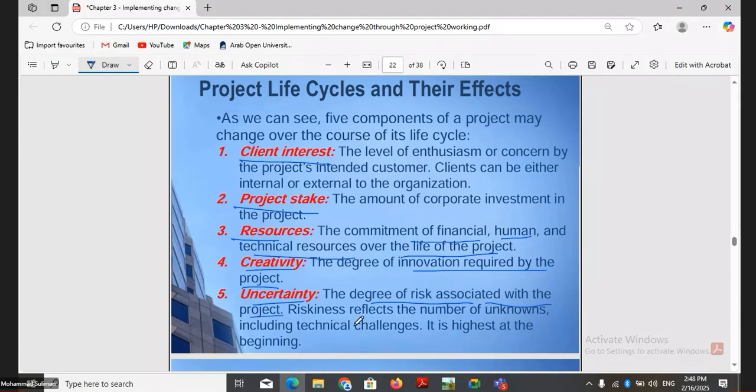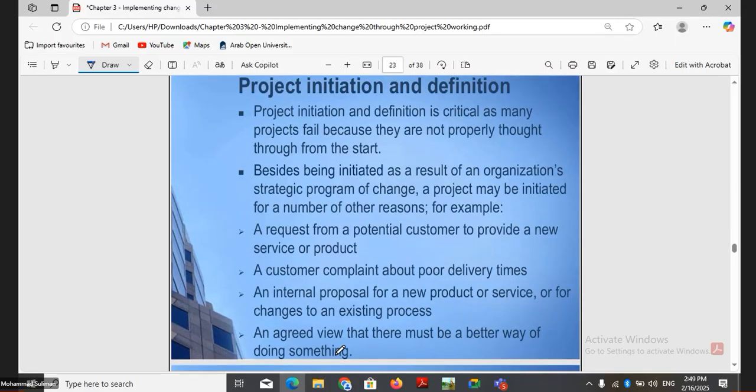So we also need to analyze the risks and reduce the risk. Riskiness reflects the number of unknowns, including technical challenges. It is the highest at the beginning. So risk needs to be analyzed and reduced, because high risk will force you to stop the project. So that is uncertainty. These are the five points that can change over the course of the project life cycle, and they must be held. They must be given care during the working of the project. Otherwise, there is a chance of the project failing.